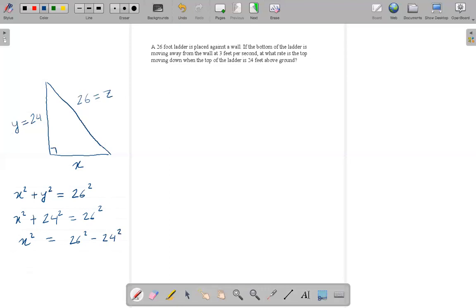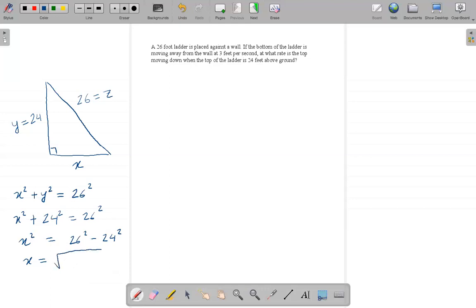And then x is equal to plus or minus. We have to consider plus and minus. But since here we're considering the length, and length generally cannot be negative, we don't consider the negative. The direction can be negative, but the length cannot be negative. So we don't have to consider the negative.